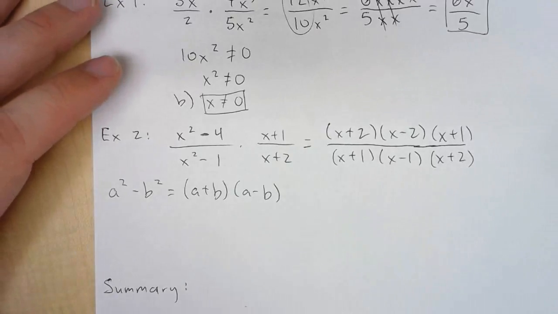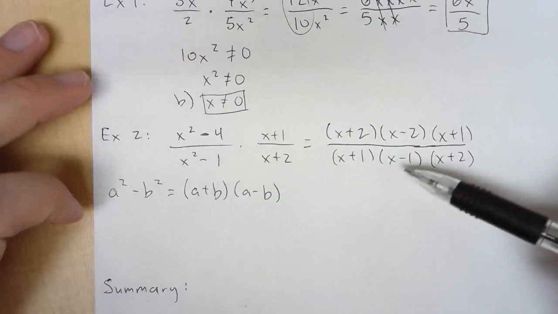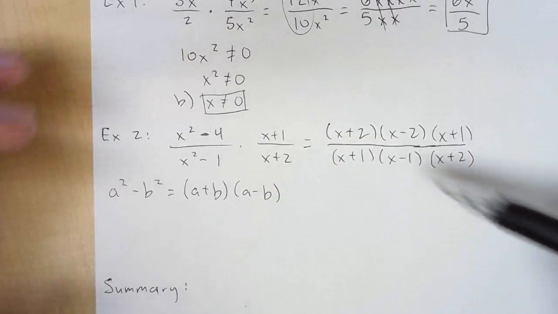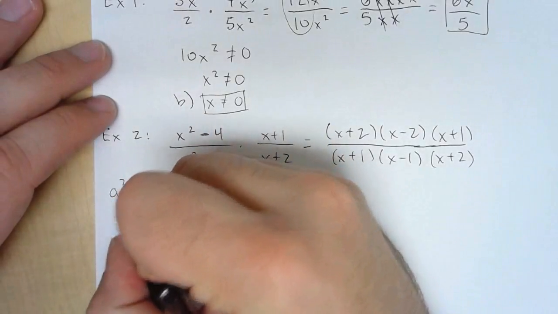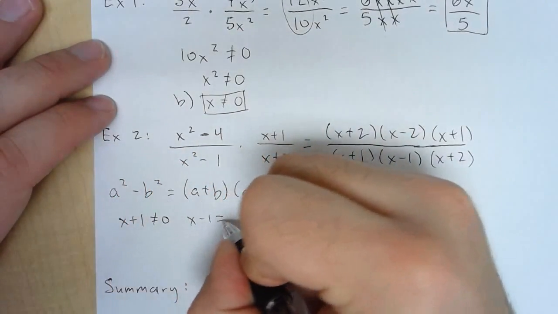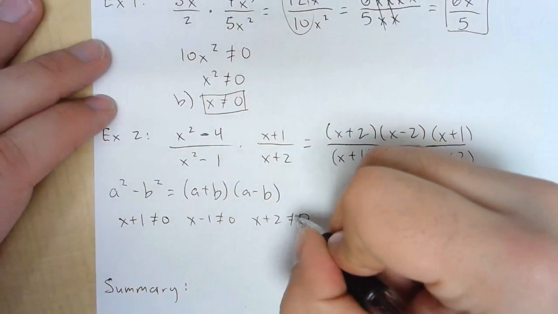Remember, we can't have 0 on the bottom. So we've got 3 different things. If any one of these was equal to 0, then 0 times anything is going to give us 0. So we have to check all 3 of these. So x plus 1 cannot equal 0. x minus 1 cannot equal 0. And x plus 2 cannot equal 0.